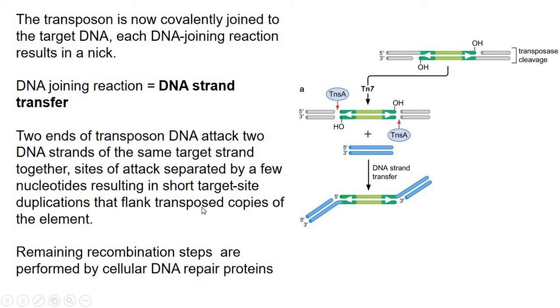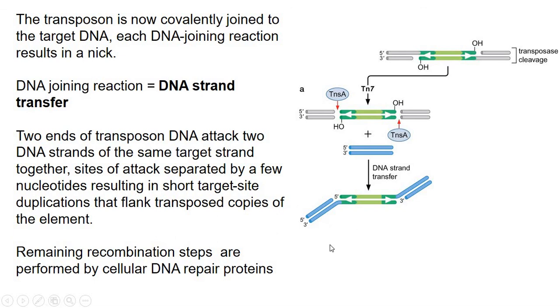The two ends of the transposon, because they both have this hydroxyl group on each 3' end, will attack the two DNA strands of the same target DNA. Because these are now separated by a few nucleotides, this leads to a short target site duplication. These flank the transposed copy of the element, and as I mentioned earlier, these sequences are usually a telltale sign that transposition has happened in this region.